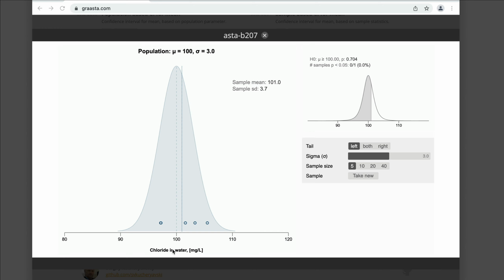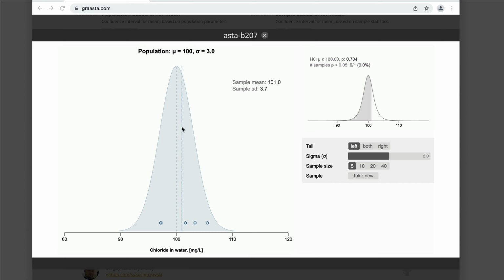So in this case, we are talking about chloride in water. For example, we have different parts of the lake, and then we have some variation of the chloride in different parts of the lake. This is standard deviation of my population. However, you can see that if I take a random sample of size 5, the average of my sample is a little bit larger than the average of my population, right? And the sample standard deviation is also larger.